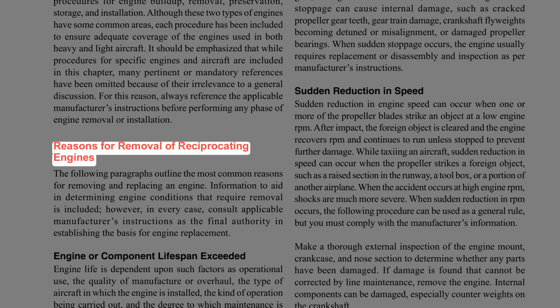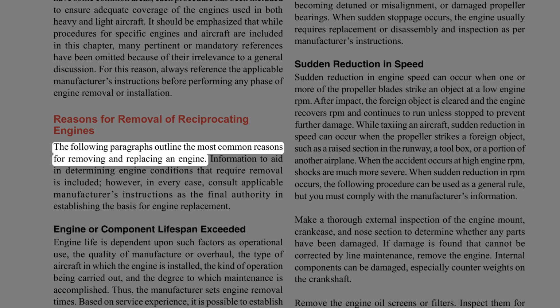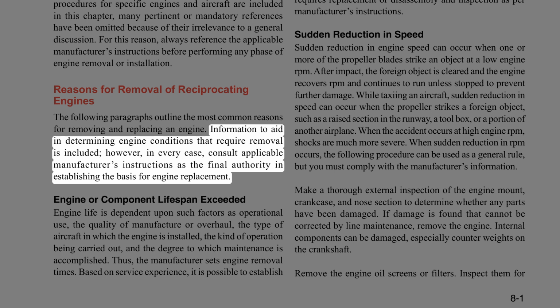Reasons for removal of reciprocating engines. The following paragraphs outline the most common reasons for removing and replacing an engine. Information to aid in determining engine conditions that require removal is included. However, in every case, consult applicable manufacturer's instructions as the final authority in establishing the basis for engine replacement.